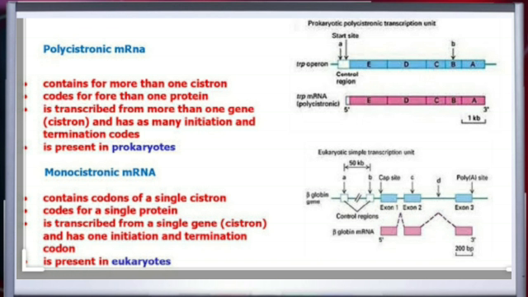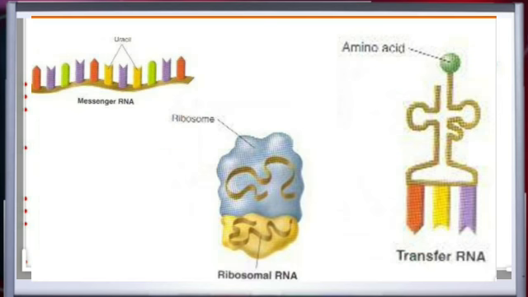As we know, a gene can be defined as the functional unit of inheritance. A cistron is a segment of DNA coding for a polypeptide. The structural gene in the transcription unit could be monocistronic, mostly in eukaryotes, or polycistronic, mostly in bacteria or prokaryotes. Polycistronic mRNA contains more than one cistron and codes for more than one protein. On the other hand, monocistronic mRNA contains one cistron and codes for a single protein.